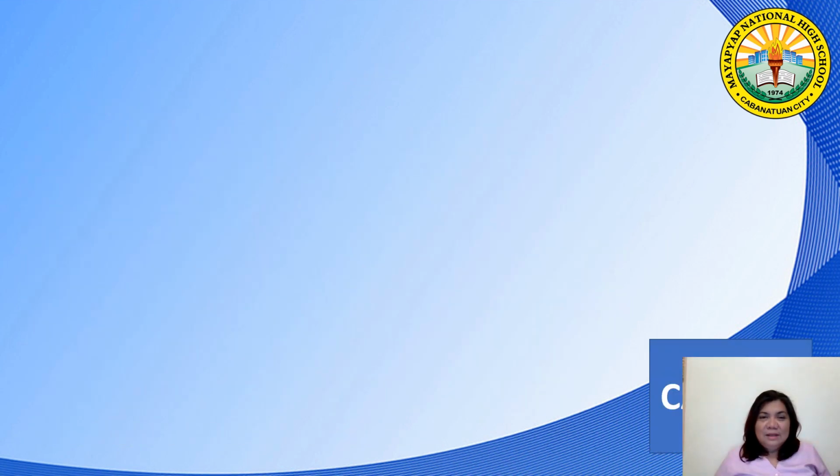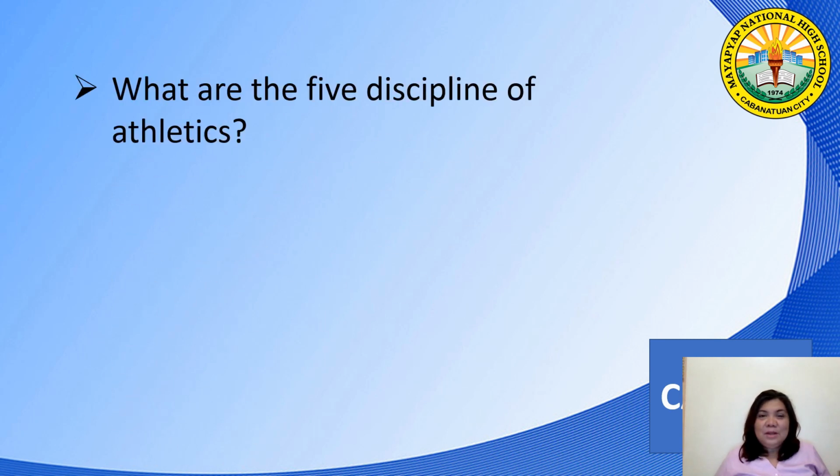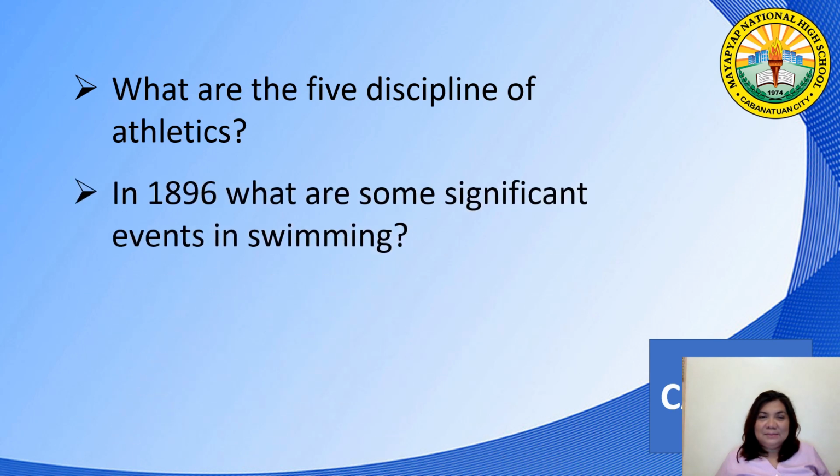And now, let's have some recap. What are the 5 disciplines of athletics? The 5 disciplines of athletics are mountain running, cross-country running, race walking, road running, and track and field. In 1896, what are some significant events in swimming? In 1896, swimming has featured on all the programs of all editions of the Olympic Games. It was also first introduced in Olympic Games in Athens, and freestyle or crawl were the first Olympic events.